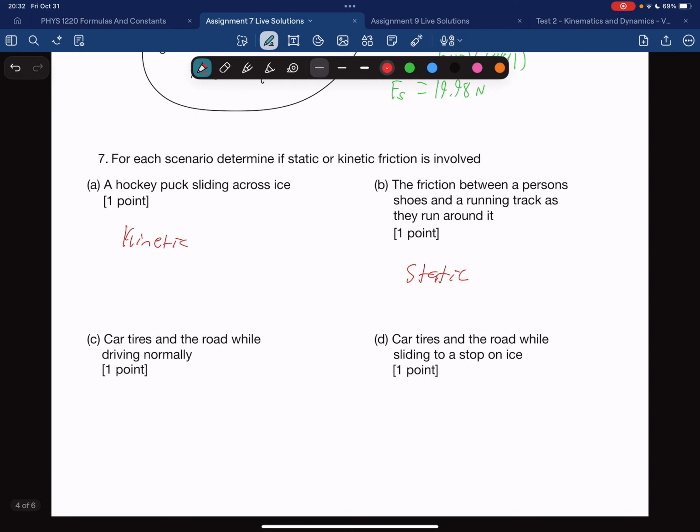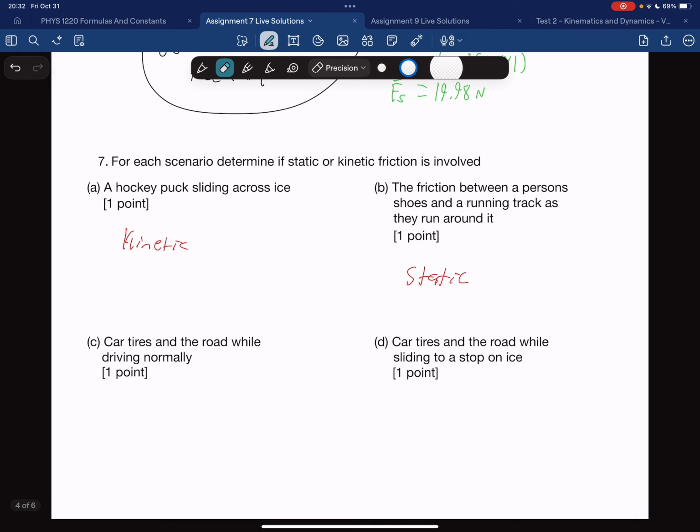Part C, car tires on the road while driving normally. This is static. In normal driving conditions, your tires are not squealing, you're not sliding. And part D, car tires on the road while sliding to stop on ice. This is where we are sliding, so this is kinetic.